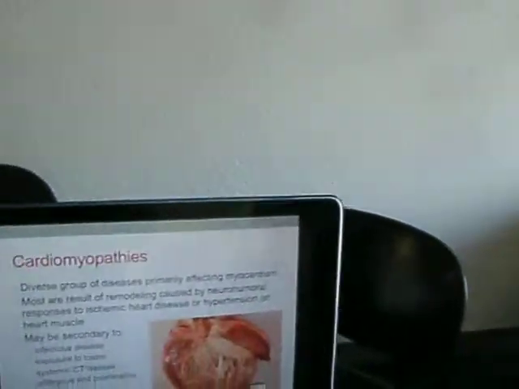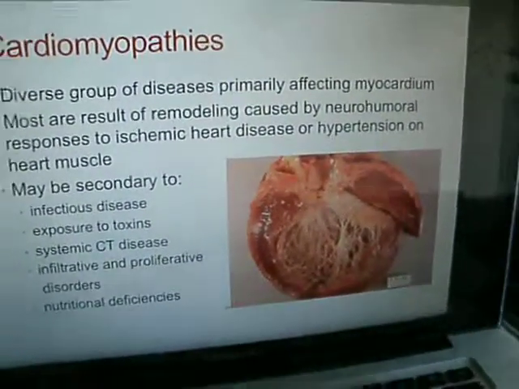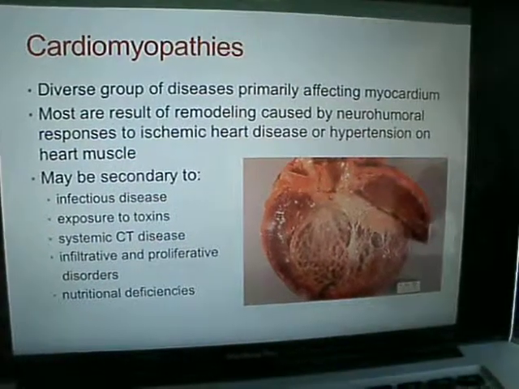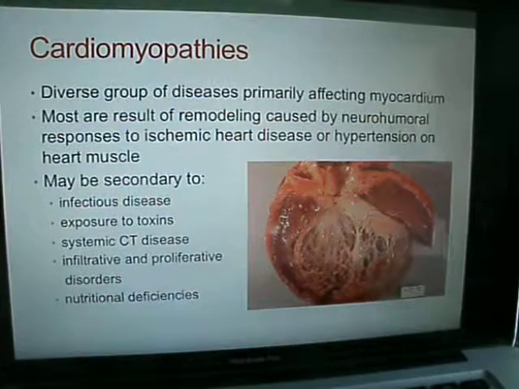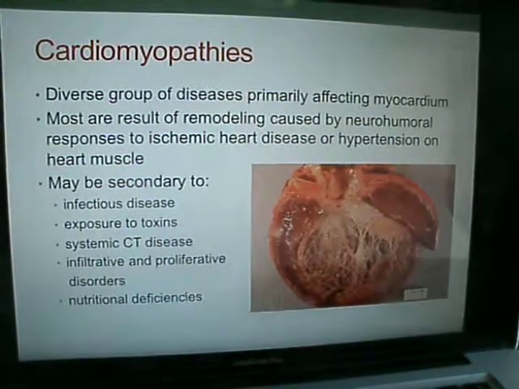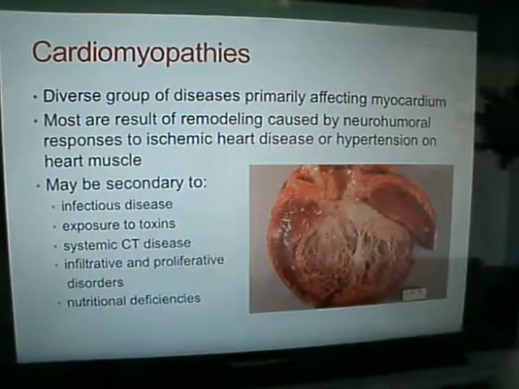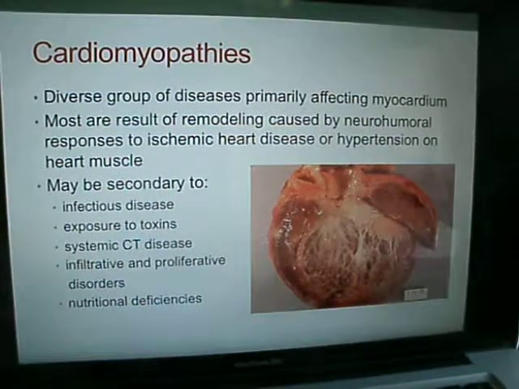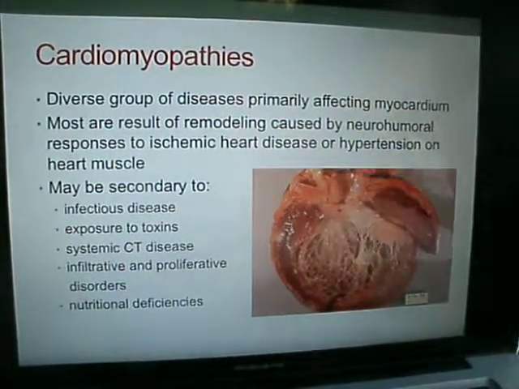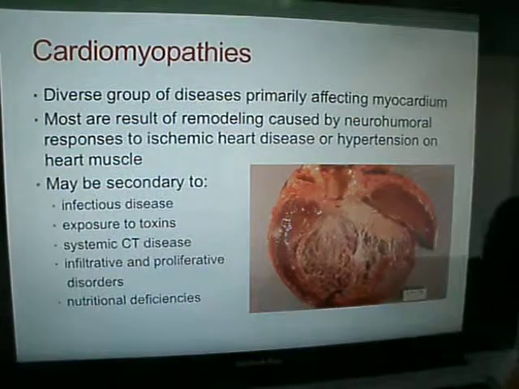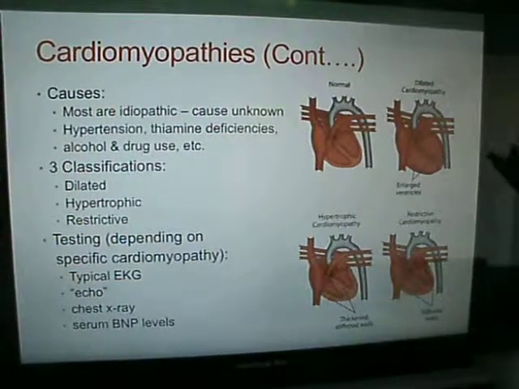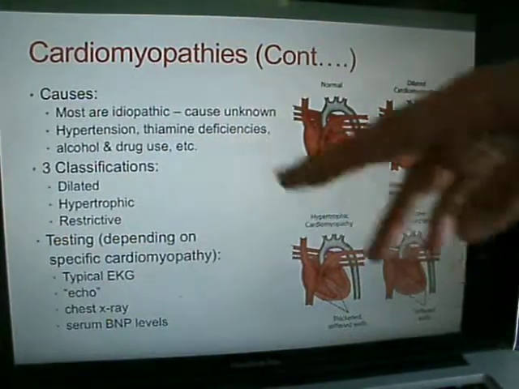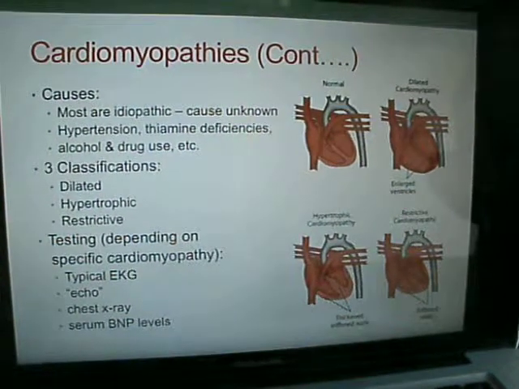So basically, a cardiomyopathy is a diverse group of diseases that affects primarily the heart muscle. Most of them are due to remodeling from the neurohumoral responses to things like low blood supply to the heart or high blood pressure on the heart muscle. They may be secondary conditions after experiencing symptoms such as infectious disease, exposure to toxins, things like that. For most cardiomyopathies, the cause is unknown, but they could be from things like hypertension, alcohol and drug use, etc.